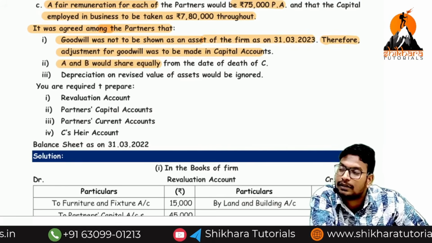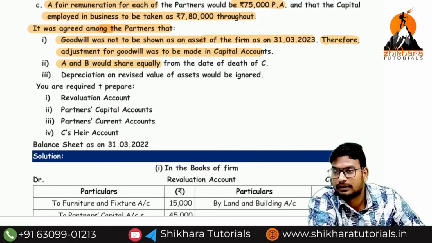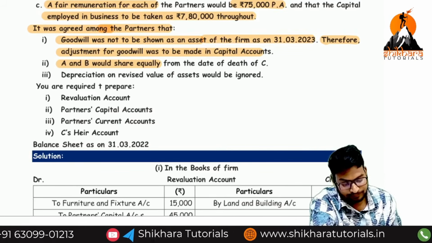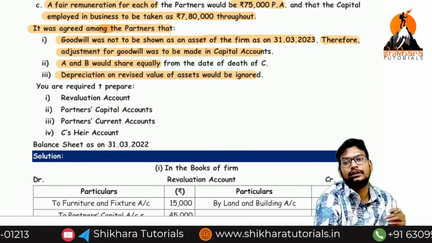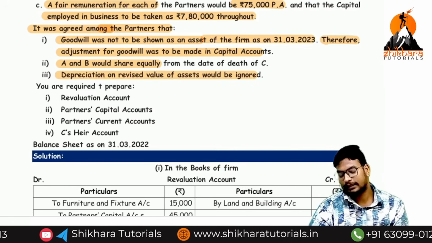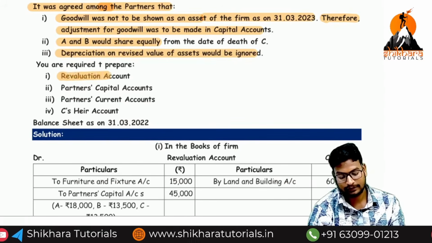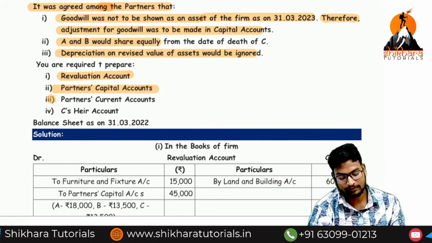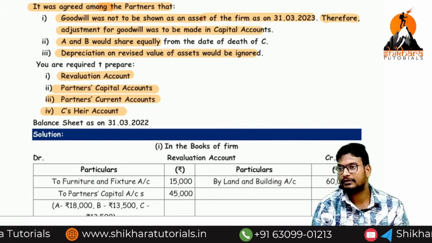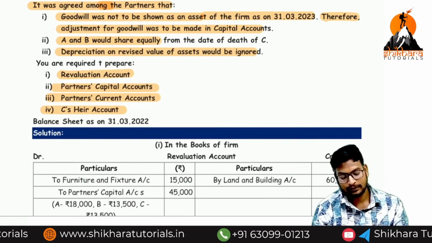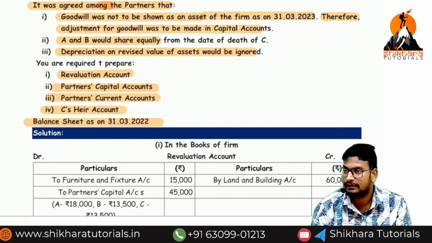What is the normal old ratio, ma? 4:3:3. Now they are saying 1:1. So depreciation on revised value of assets would be ignored. If there is any depreciation, what we need to do, amma? Ignore. Okay, they have given it clearly. What is the first main account? Revaluation account, partners capital account, partners current account, legal heir account. Not the 'cease hair', legal heir account. Balance sheet as on that date. Completely they have given the question clearly.